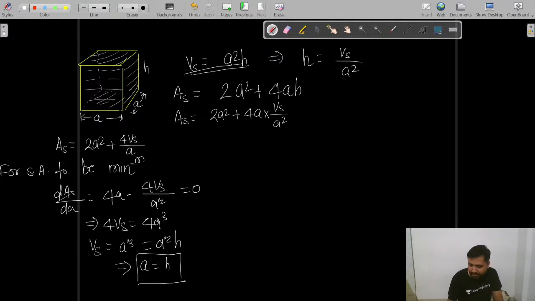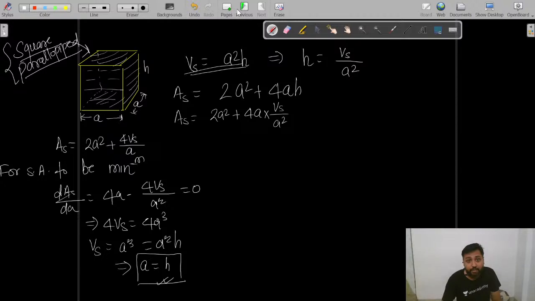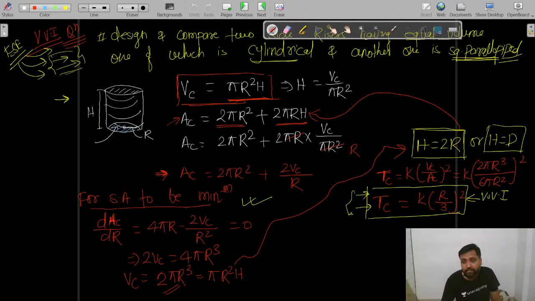That means if it is a square parallelopiped riser like this, then its surface area will be minimum if A and H are equal. If it is, look at the last slide, a cylindrical riser, then its surface area will be minimum only when height and diameter are equal.